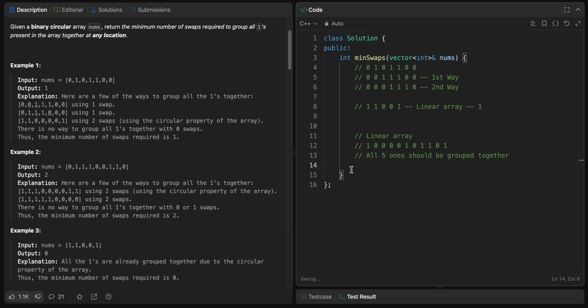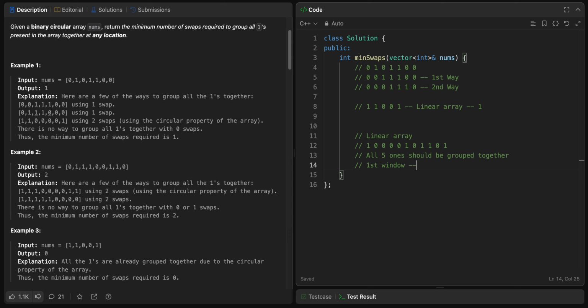So what I'll do is, if it's a linear array, I'll check the first 5 elements and the number of ones present. Similarly, I'll check the second 5 elements for the number of ones present, then the third 5 elements, the fourth, the fifth, the sixth, and the seventh. Why I'm doing that, I'll tell you in a similar way. I'll call it the first window. A window is a group of elements that are adjacent.